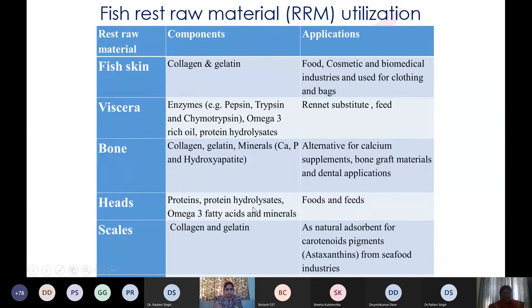Then the head contains a lot of protein. Protein hydrolysate can be prepared and used as a source of protein. It contains omega-3 fatty acid and a lot of minerals. It can be used either as food, depending upon the quality, or as feed if the product is of inferior quality and doesn't qualify as food. Then scales also contain collagen and gelatin, and are a natural absorbent. This is in general the application.